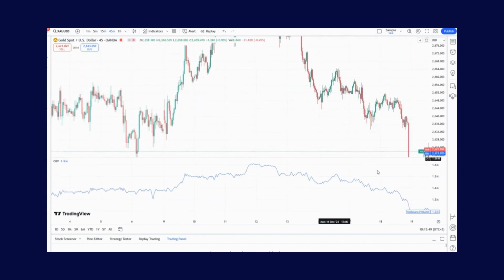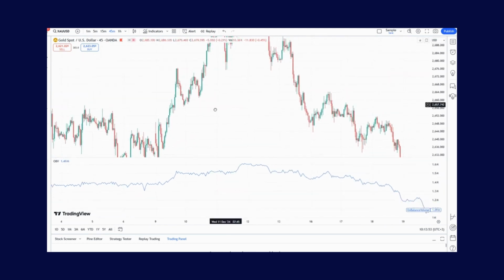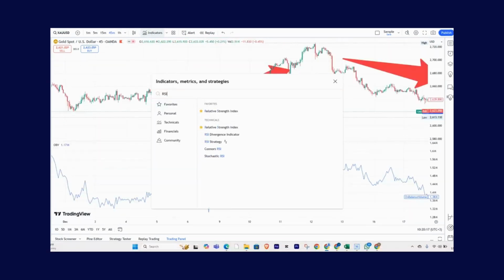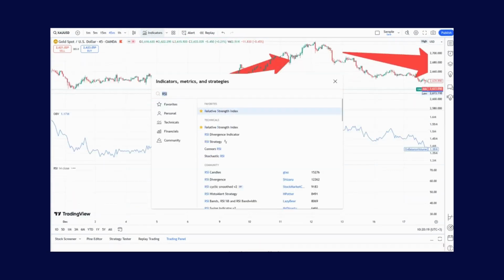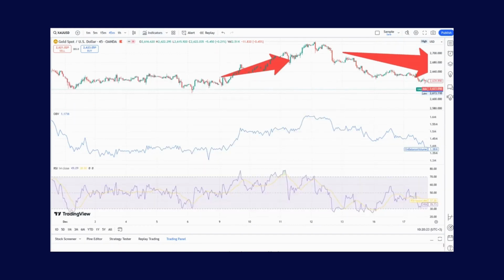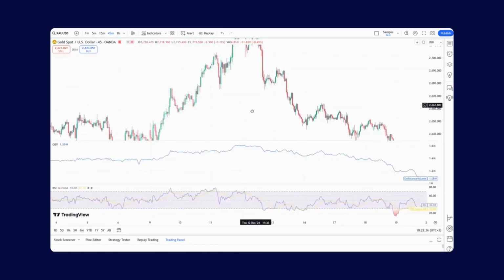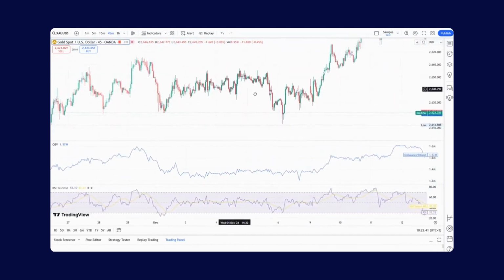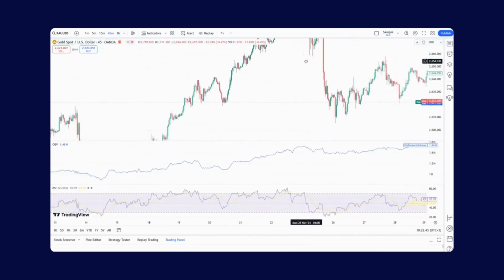To maximize the effectiveness of OBV, traders often combine it with other technical indicators. For example, pairing OBV with moving averages can help confirm breakout levels, while using it alongside oscillators like the Relative Strength Index, RSI, can provide additional confirmation of overbought or oversold conditions. This multi-indicator approach reduces the likelihood of false signals and enhances decision-making accuracy.